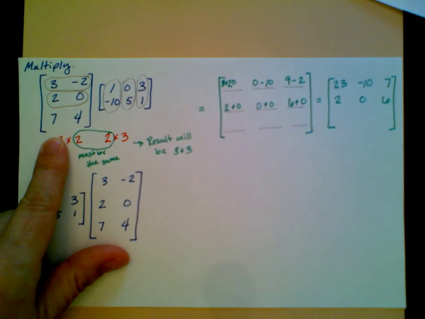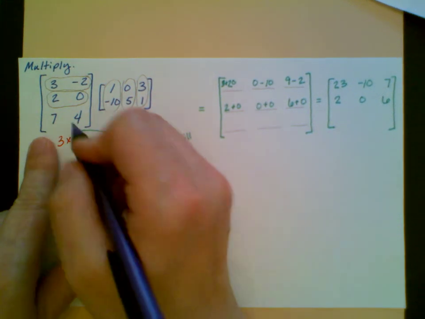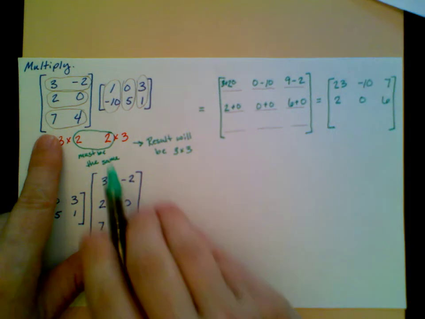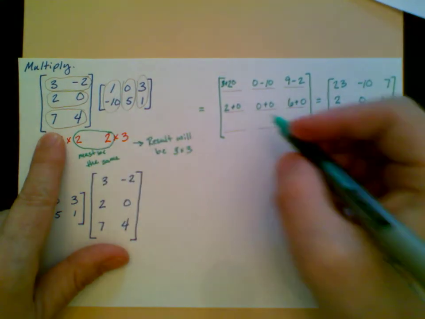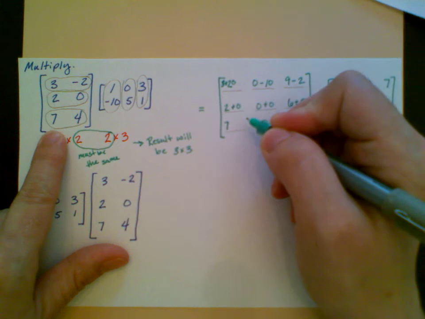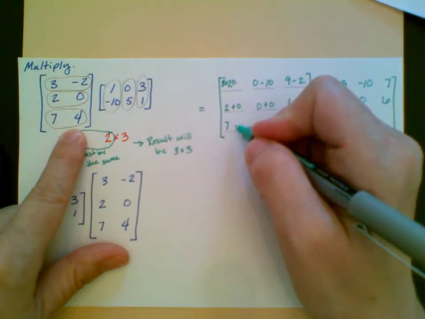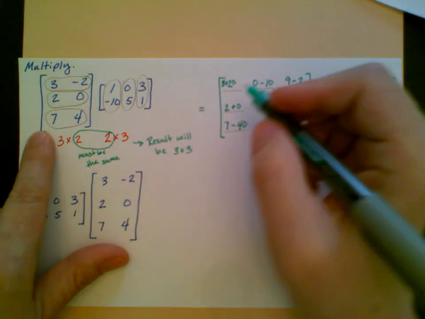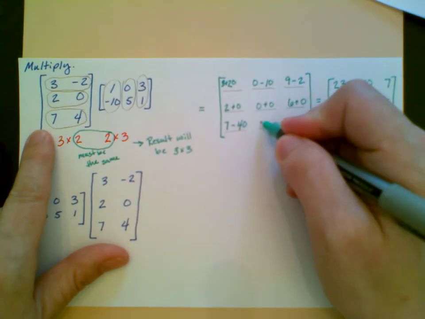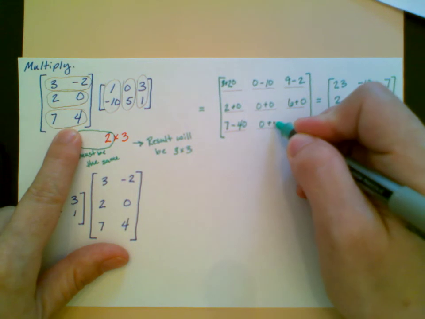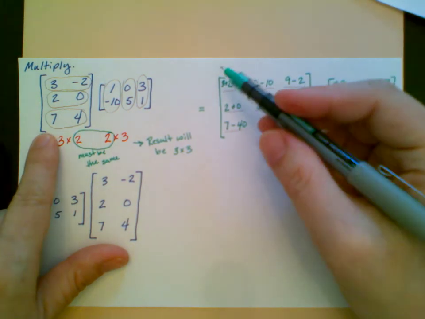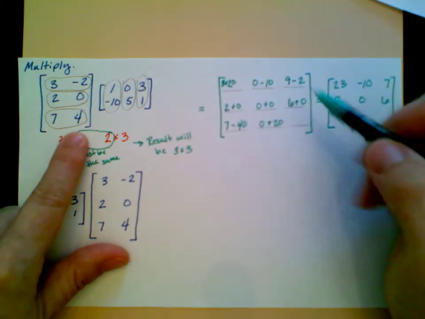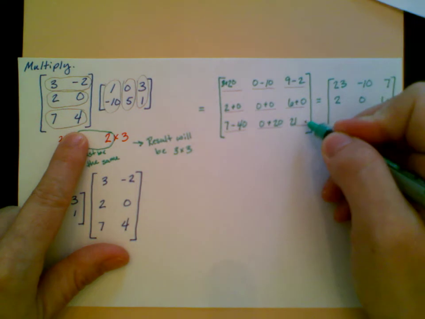And finally, when I'm calculating row 3, I'm going to use row 3 from the first matrix. I'll have 7 times 1 is 7. And 4 times -10 is -40. 7 times 0 is 0. 4 times 5 is 20. 7 times 3 is 21. And 4 times 1 is 4.